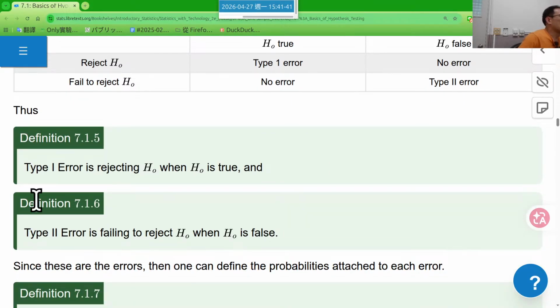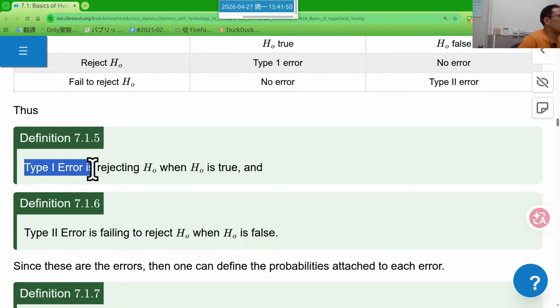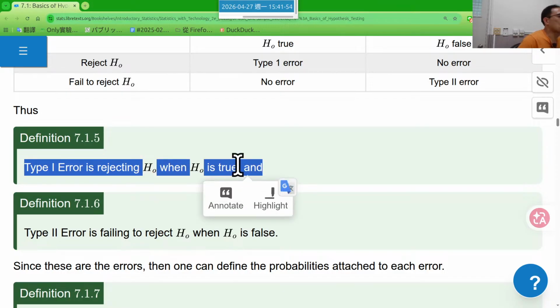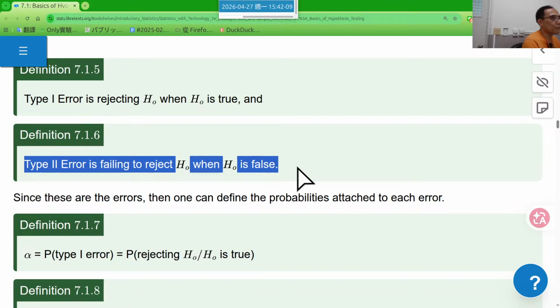Definition 7.1.5: Type 1 error is rejecting the null hypothesis when it is true. It is true, so you should accept it, but after some miscalculation or some misinformation, we rejected the null hypothesis. The second one, type 2 error, is failing to reject the null hypothesis when it is false.